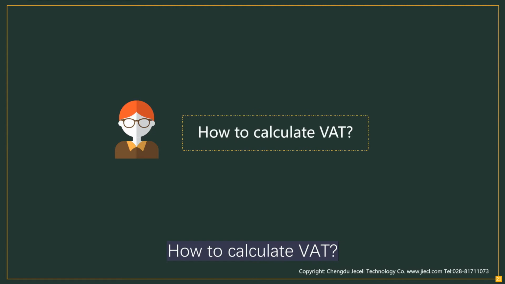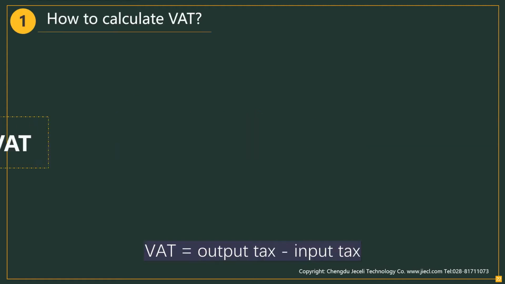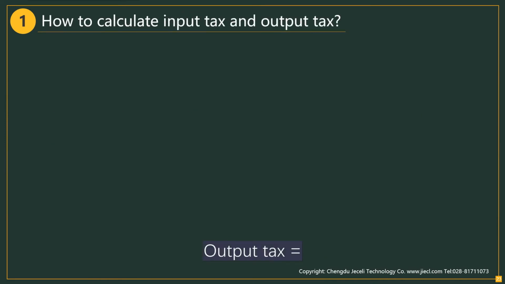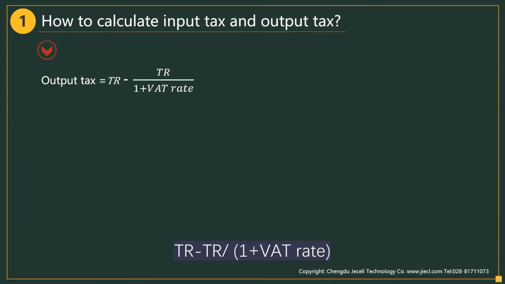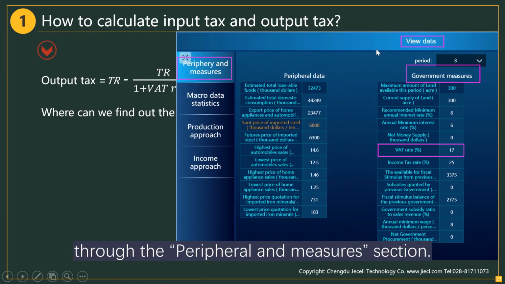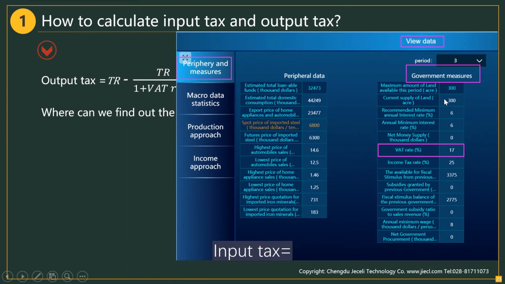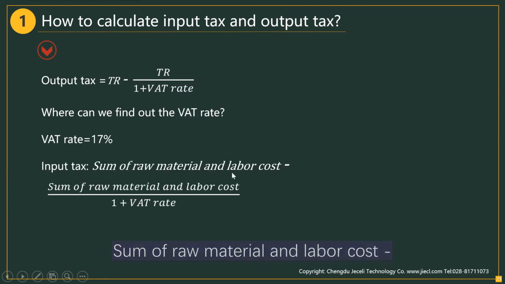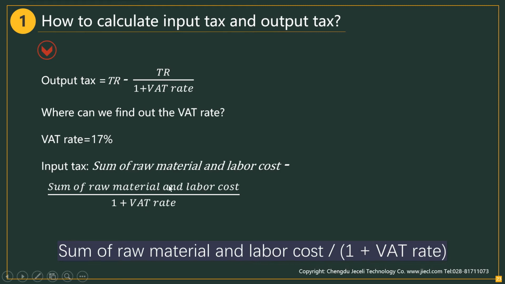How to calculate VAT? It is equal to output tax minus input tax. Output tax is equal to TA minus TA divided by the sum of 1 and the VAT rate. That rate can be viewed through the Peripheral and Measures section. Input tax is equal to the sum of raw material and labor cost minus the sum of raw material and labor cost divided by the sum of 1 and the VAT rate.